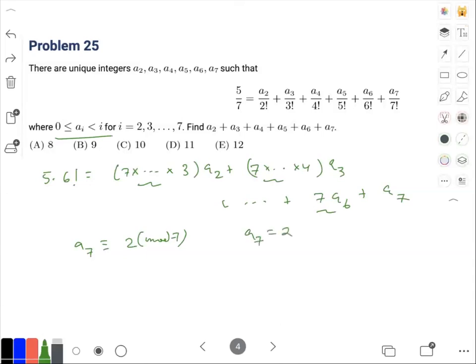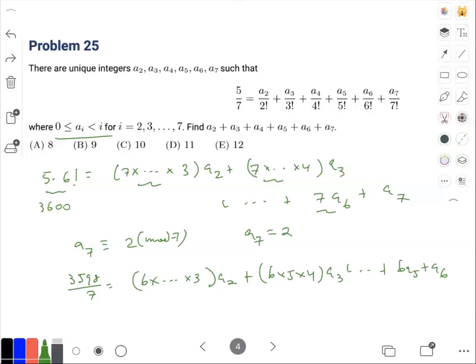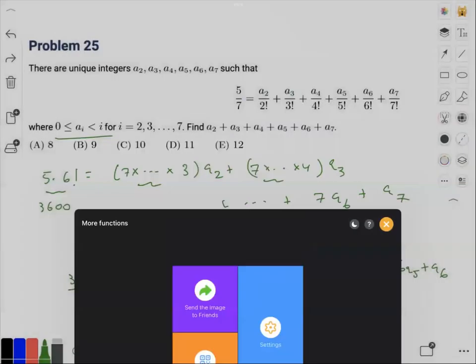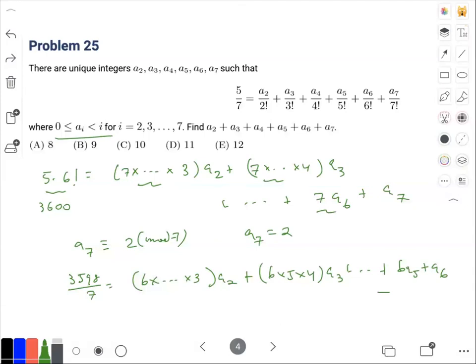Now 5 times 6 factorial is 5 times 720, which is 3600. So I'll bring that 2 over and divide by 7. I get 3598 divided by 7 is equal to 6 times all the way to times 3 a2 plus 6 times 5 times 4 a3 plus all the way until 6 a5 plus a6. And 3598 divided by 7 is 514.